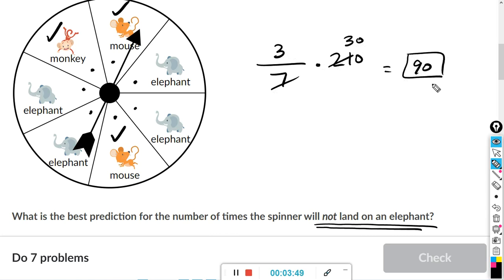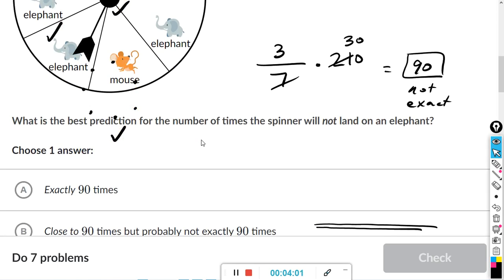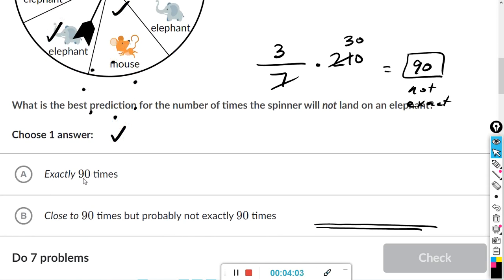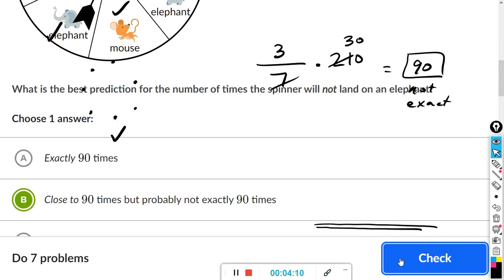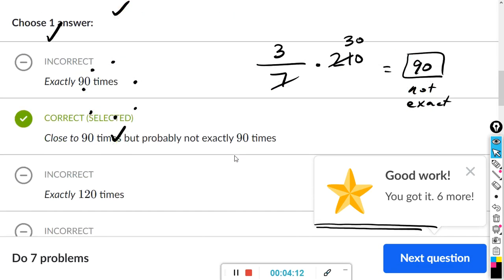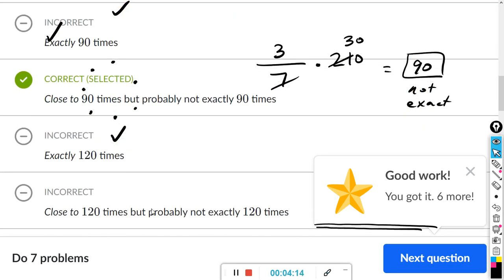Now, that is just a prediction. The 90, it's not exact. That's an estimate of how many times it will not land on an elephant. So when we go to our choices, don't pick the one that says exactly 90 times. It's going to be close to 90, but probably not exactly 90. And the other 2 choices are just the wrong number.